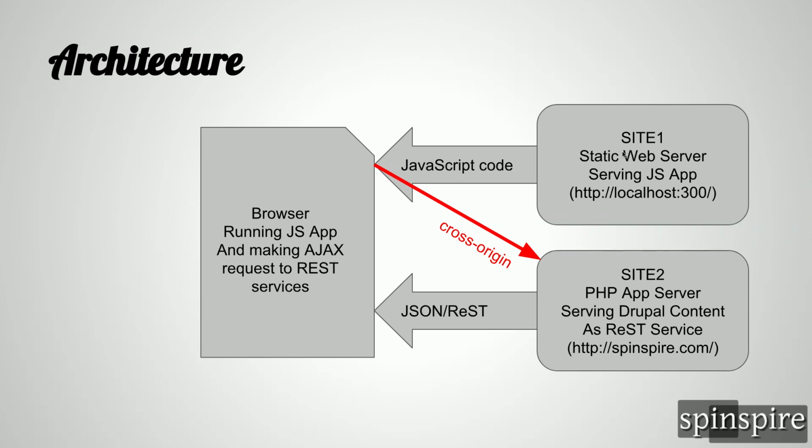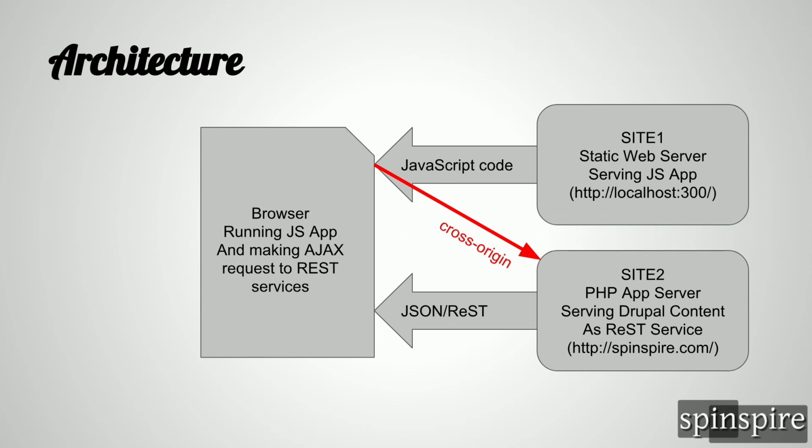And then site 1 is your JavaScript application. So, for example, in this case, site 2 is http spinspire.com, just as an example. And then site 1 could be some other company.com. And for the, it says 300, it should say 3000, but okay. For your development environment, it could be http localhost port 3000. Okay. So it could be anywhere.